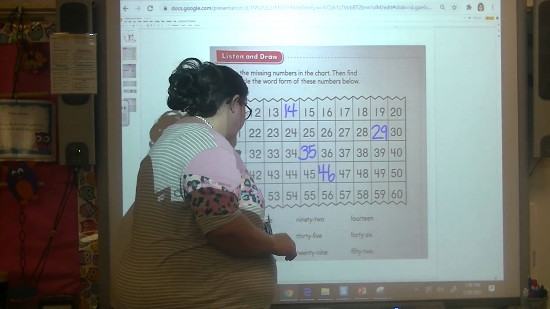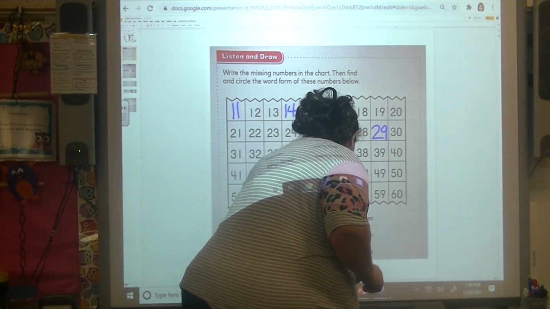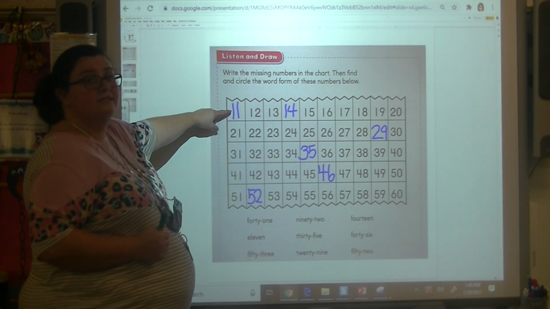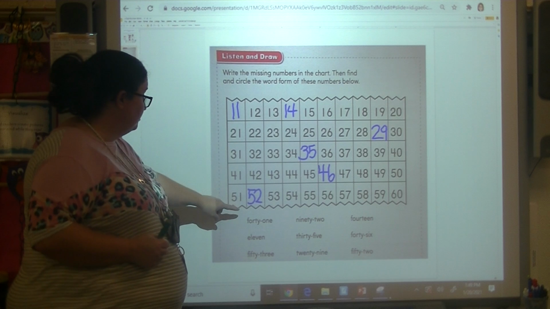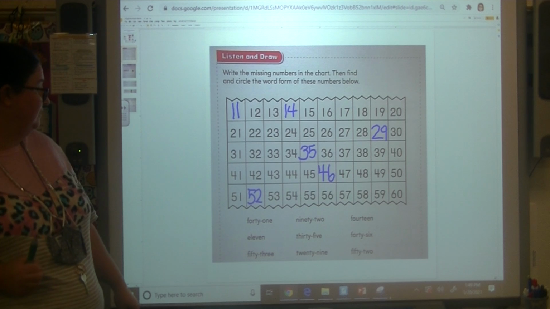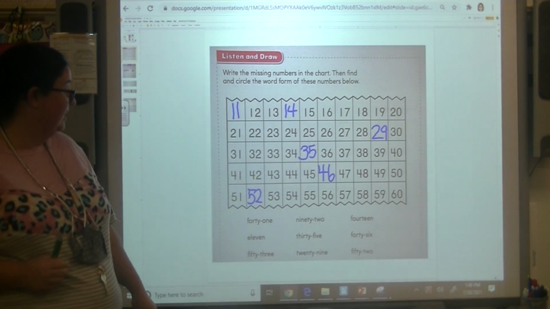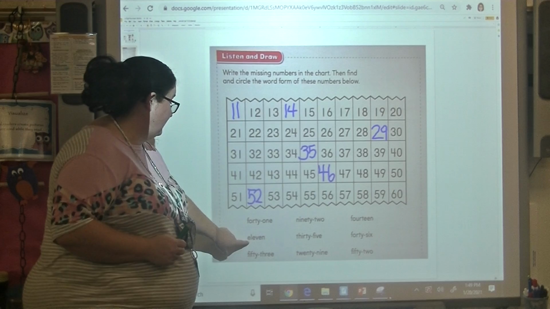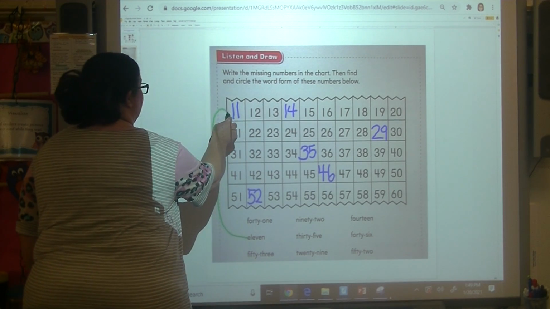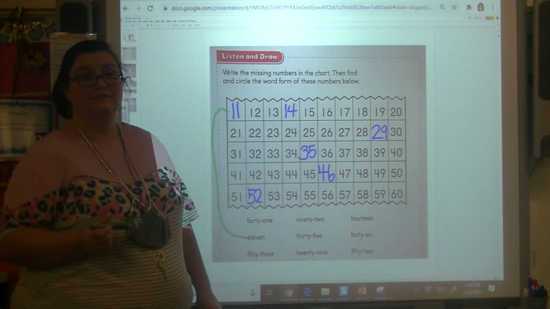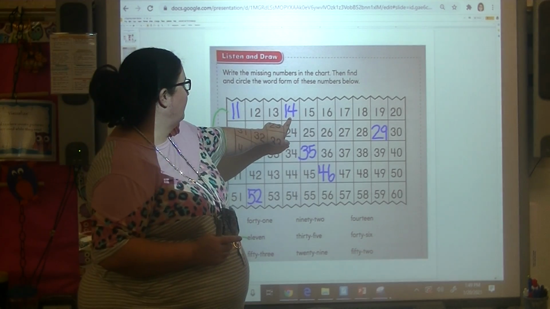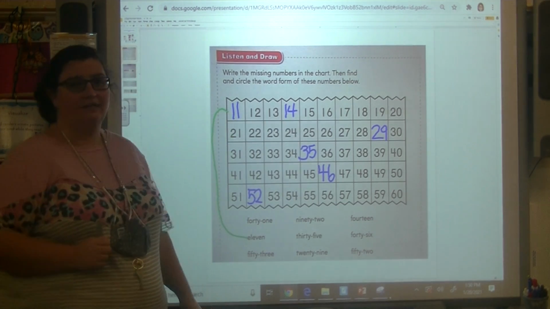All right, now we've got to figure out the number word that matches. All right, this is 11. Do you see the number word 11? All right, 11 right here. It is right there, 11. It is not hyphenated.